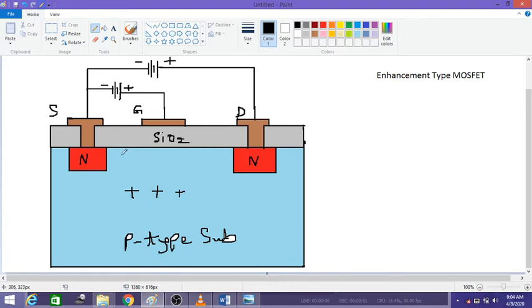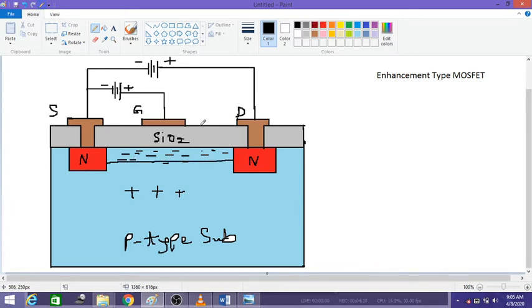The minority carriers, the electrons, start accumulating near the SiO2 layer. They will not cross it because the gate is isolated by the SiO2 layer. These electrons will not jump into the gate terminal or flow through it. Because of the isolation, they start forming minority carrier charges. The formation of these negative minority charge carriers will form the channel.